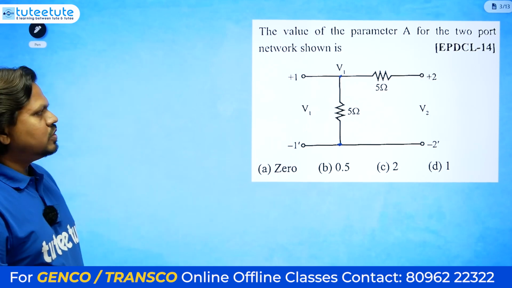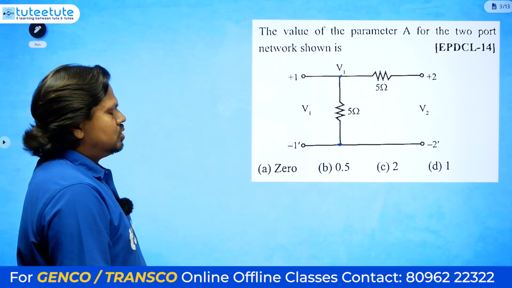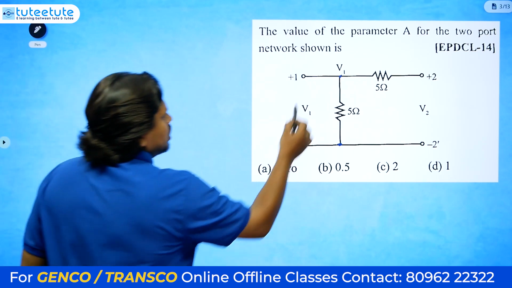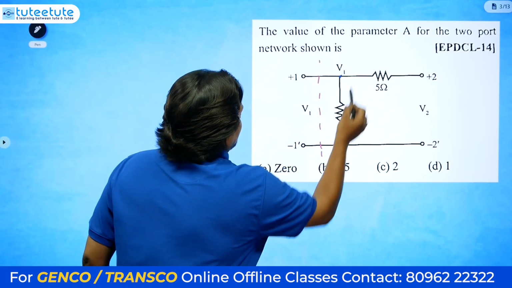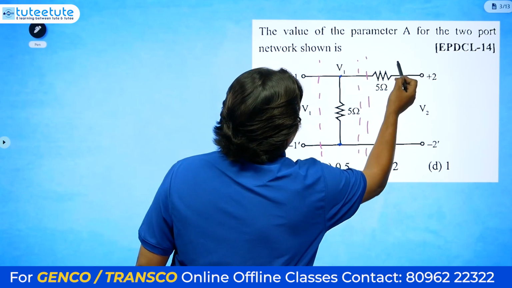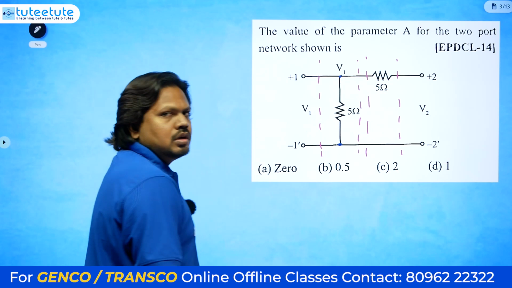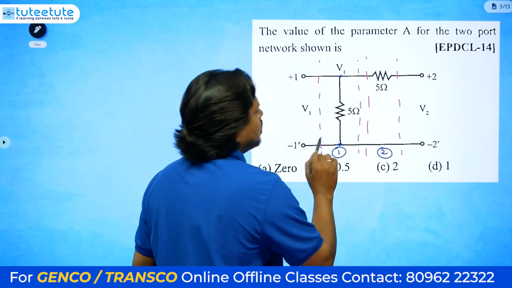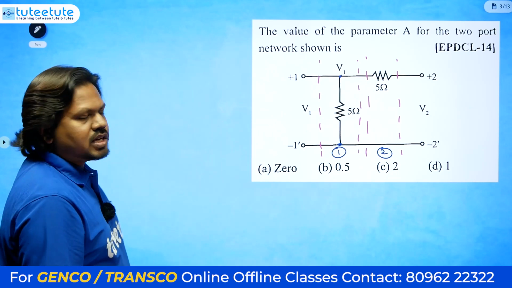Okay, so we need to solve using other methods also. For the ABCD parameters they are asking, I will consider this as one two-port network, and this as another two-port network. So this is two-port network 1 and this is two-port network 2. Both are connected in cascade.